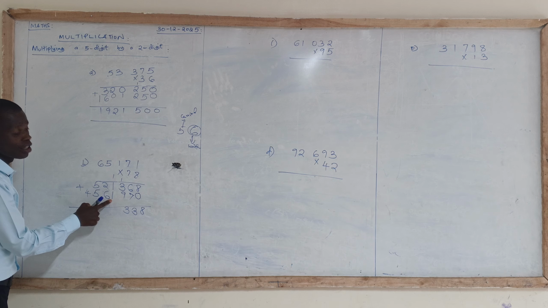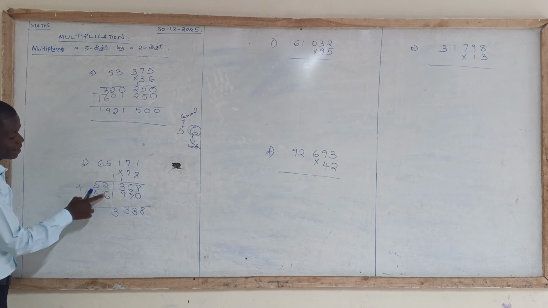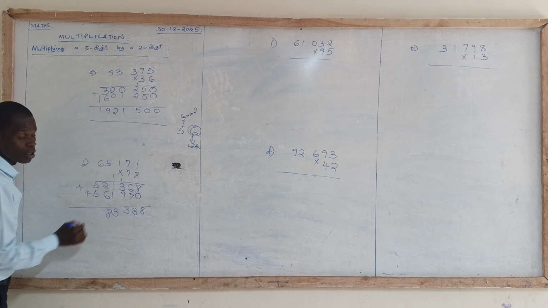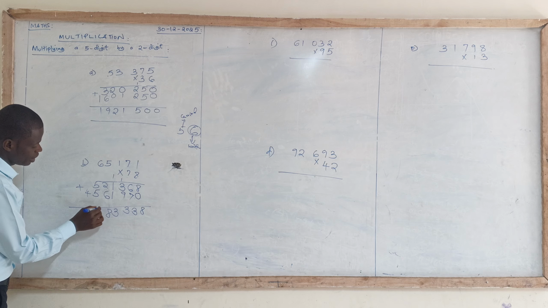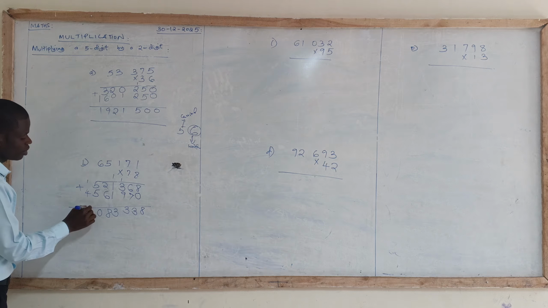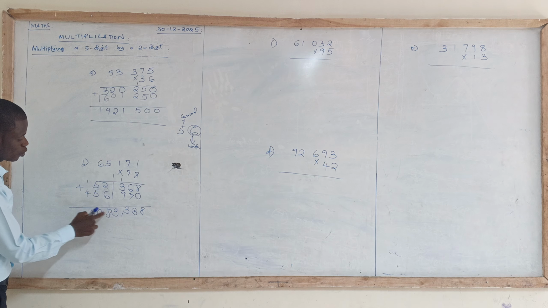2 plus 1, here we have 3. 2 plus 6, here we have 8. 5 plus 5, what do you have? We have 10. Right? 0, carry 1. 1 plus 4, this is now 5. So 1, 2, 3. 1, 2, 3.